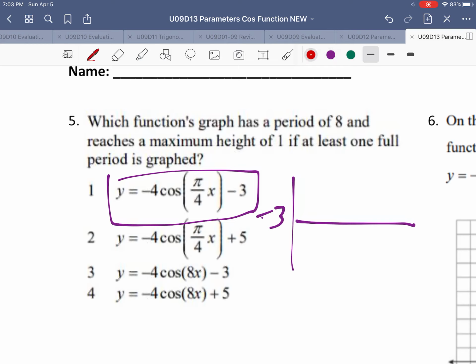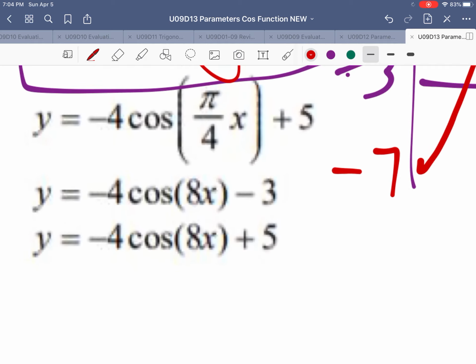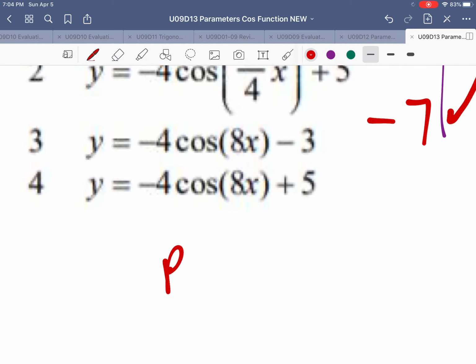It goes the opposite direction of normal, so it'll start at the bottom, go up, and then all the way down again. So this is going to be at -7 as its minimum value, and its maximum value is at +1. So from the middle, it goes up 4, and it goes down 4. But the graph is upside down, so that's where the negative comes in. Now, as to what the period of 8, we'll have to use our formula.